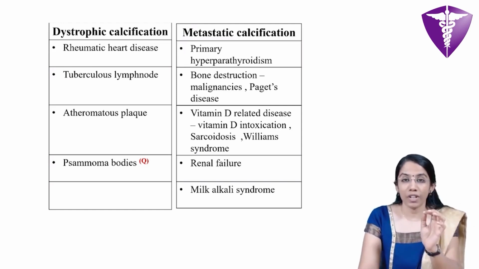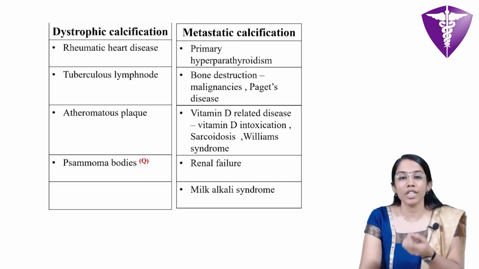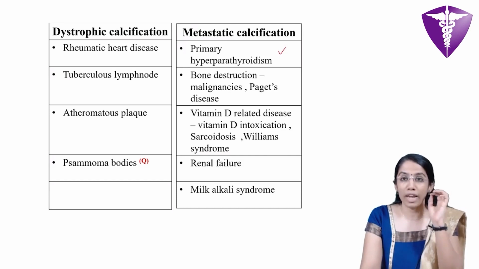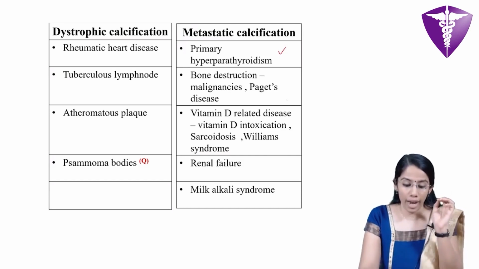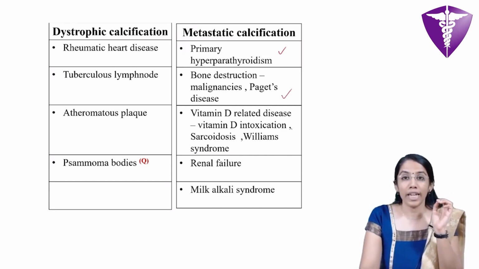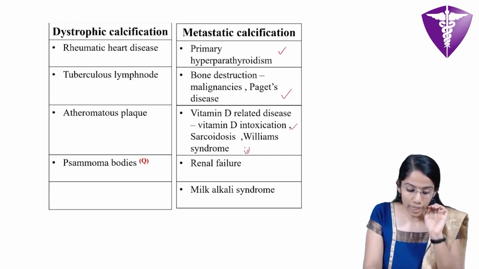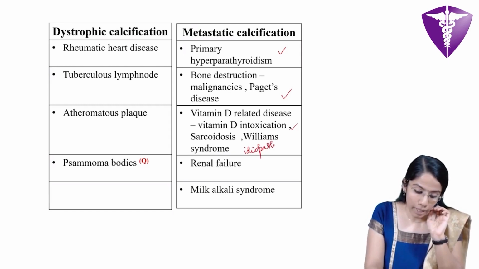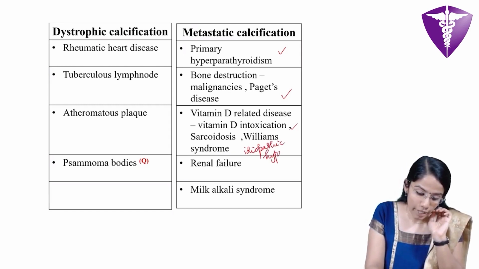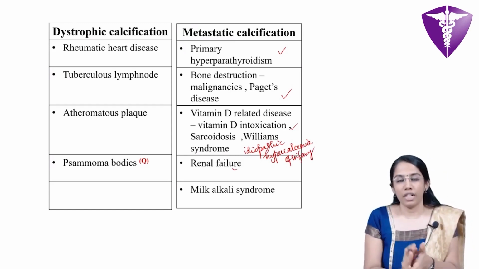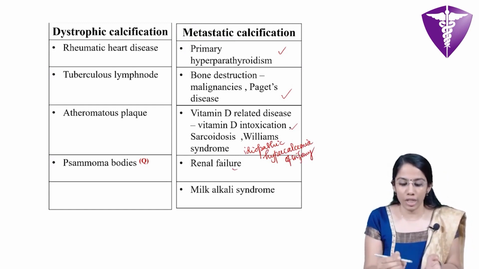Metastatic calcification, as we said, occurs in conditions in which there is derangement in the calcium level. It includes primary hyperparathyroidism, Paget's disease, vitamin D intoxication, and Williams syndrome. Williams syndrome is idiopathic hypercalcemia of infancy. Apart from that, renal failure and milk alkali syndrome. These are various conditions in which metastatic calcification occurs.